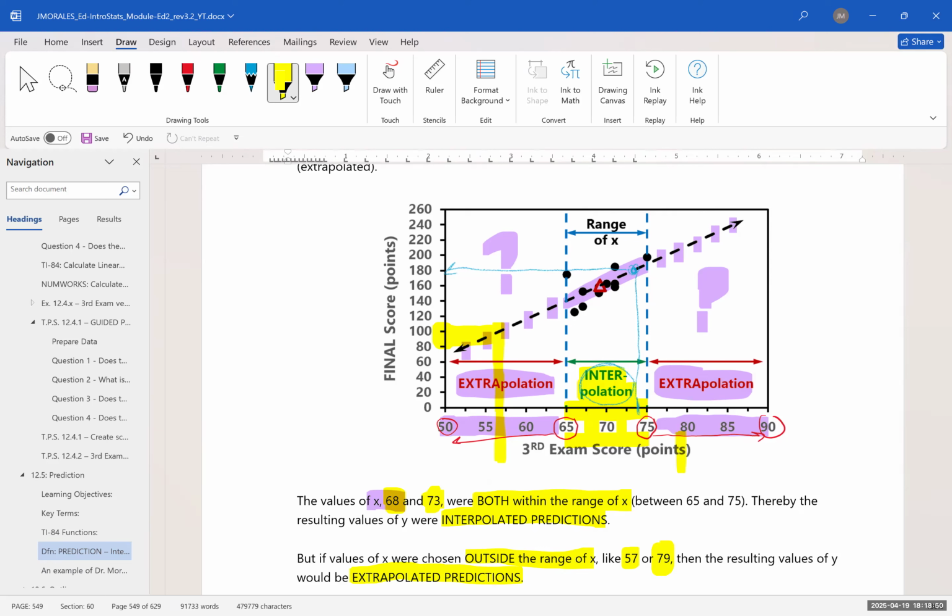If we put in a value of 79, we'd go up from 79 until we hit the line of regression and come on over. That looks like that would give us a score of maybe 200, maybe a little over 200. That again would be an extrapolated prediction.